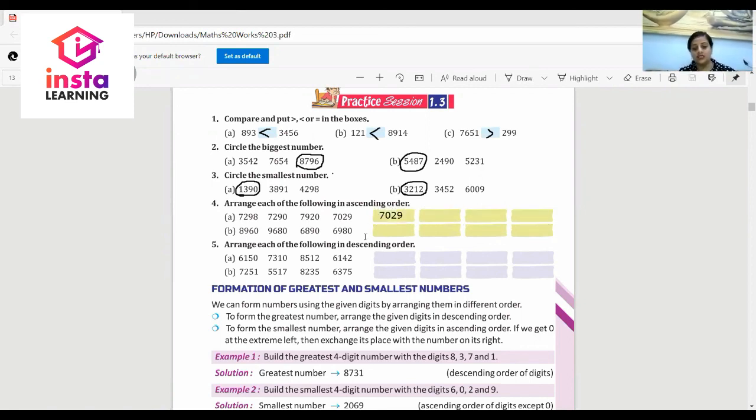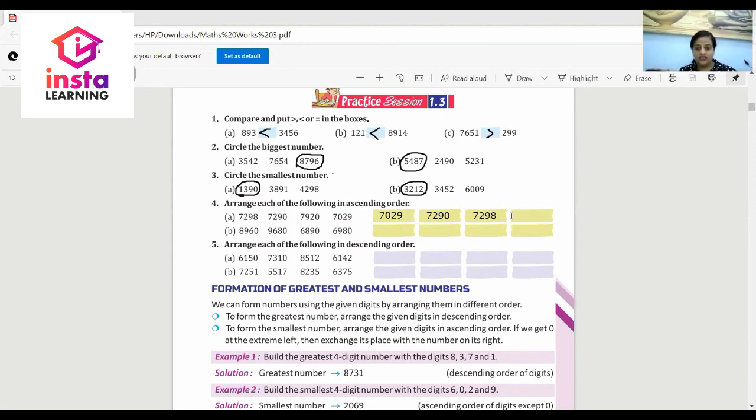It is the smallest number. Next is 298 and 290. Which is smaller? 290. So we will write 7290. Next number will be 7298 will be the next number in ascending order.